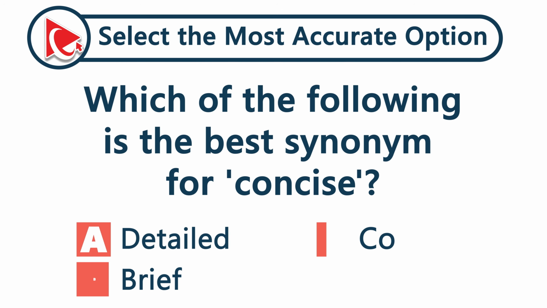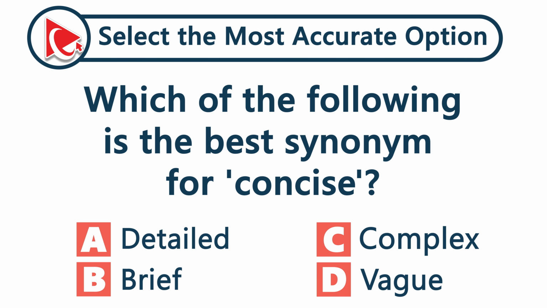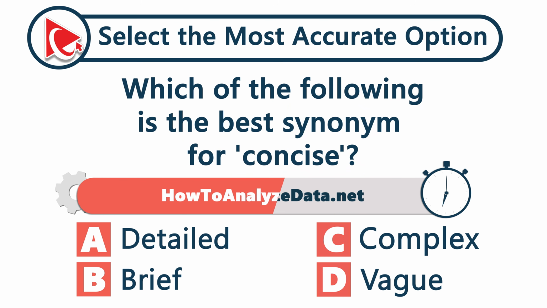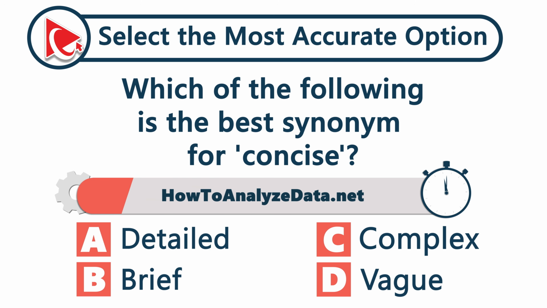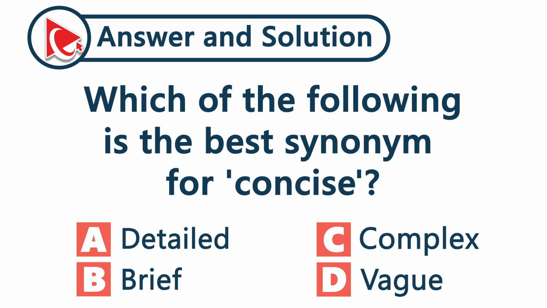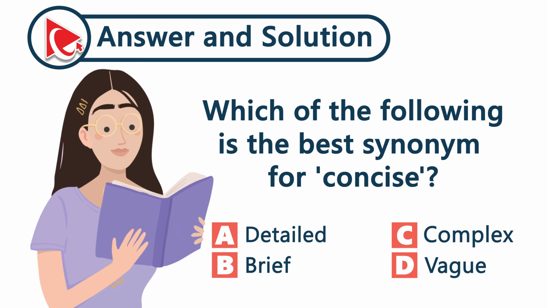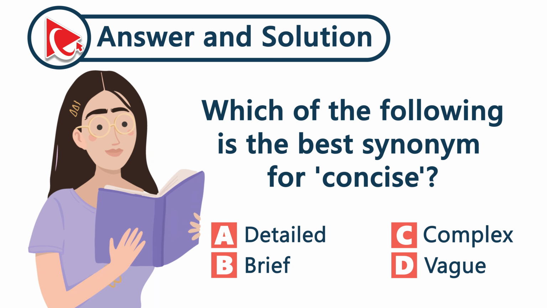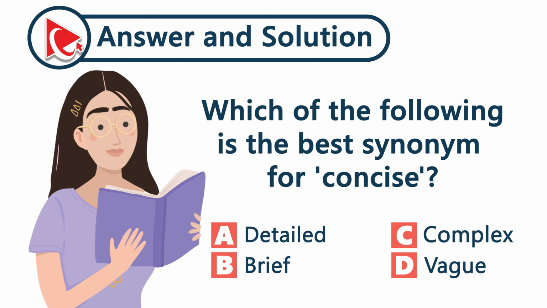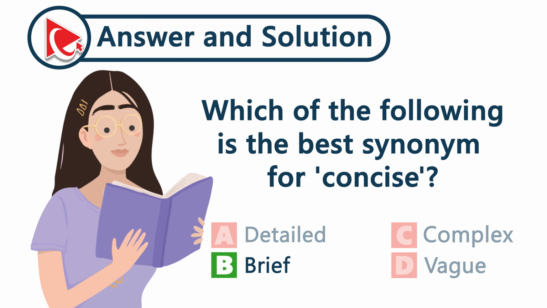Which of the following is the best synonym for concise? A, detailed, B, brief, C, complex, or D, vague? The trick here is knowing what concise really means. Something short, sharp, and full of meaning. Concise doesn't mean detailed, complex, or unclear. It means delivering the point in fewer words. So the correct answer here is choice B, brief.